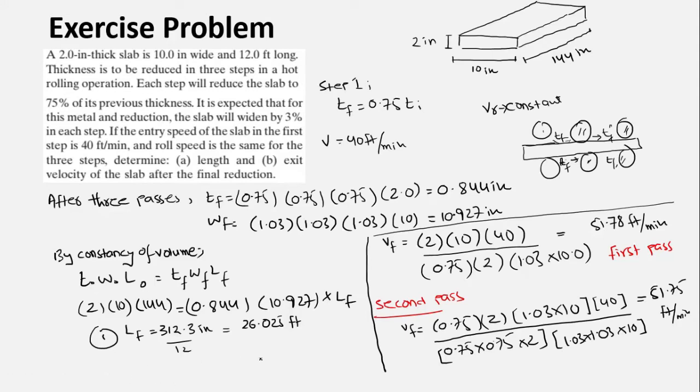Now for the third pass, you can again perform this one. Now this will be the initial thickness and the length for the third pass, and for the final width and thickness of the third pass would be 0.75 into 0.75 into 0.75 multiplied by 2, and the width would be 1.03 multiplied by 1.03 into 1.03 multiplied by 10. That would be the final width and thickness of the third pass. This is how we can calculate the velocity, the exit velocity after each pass.